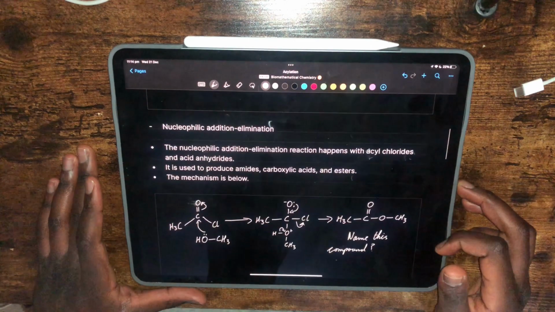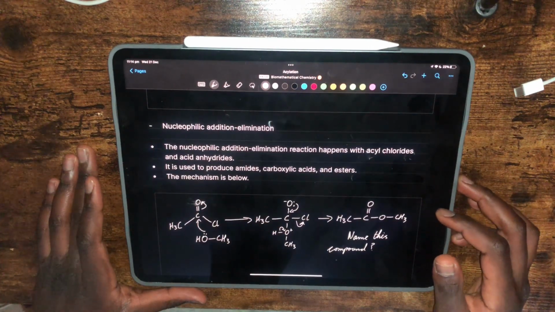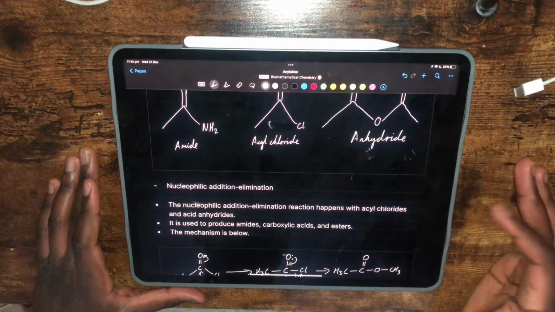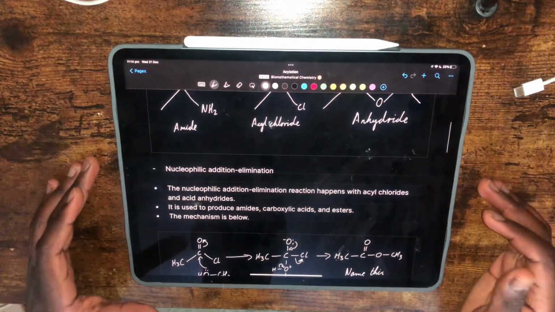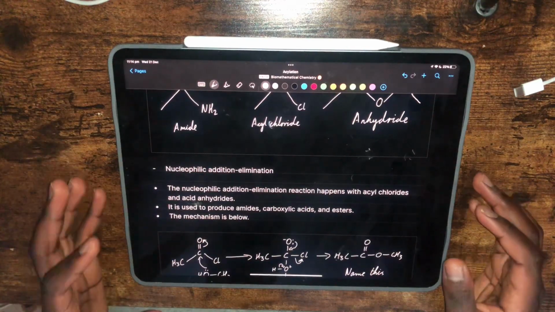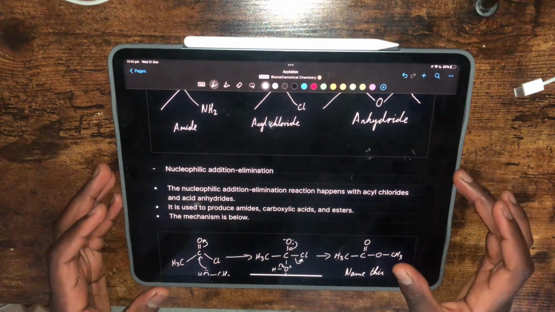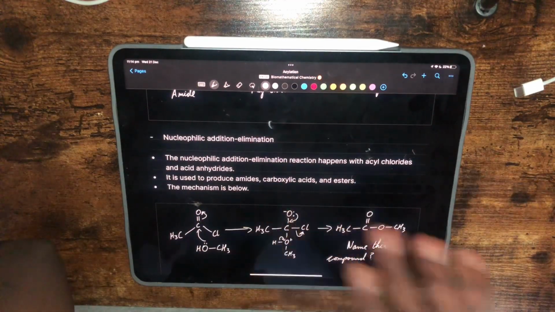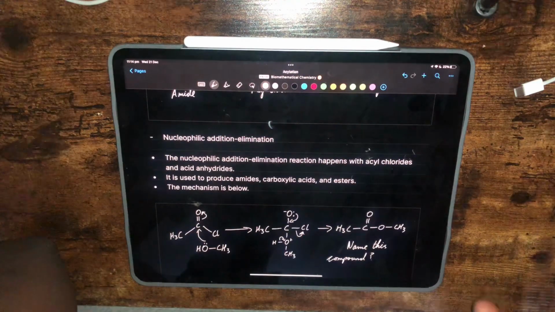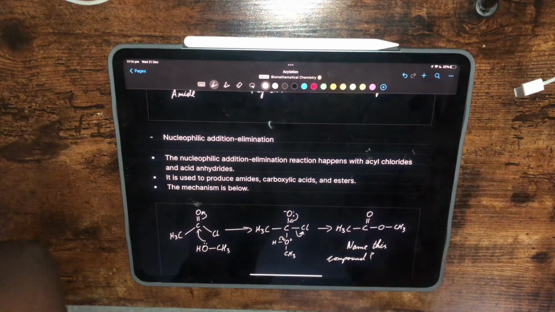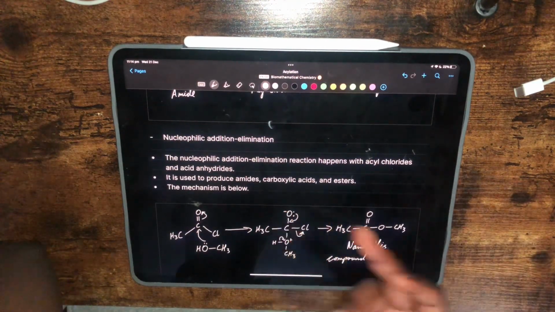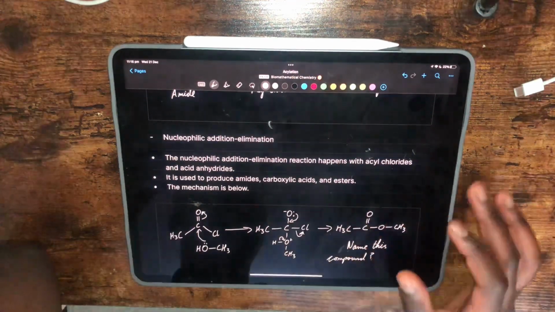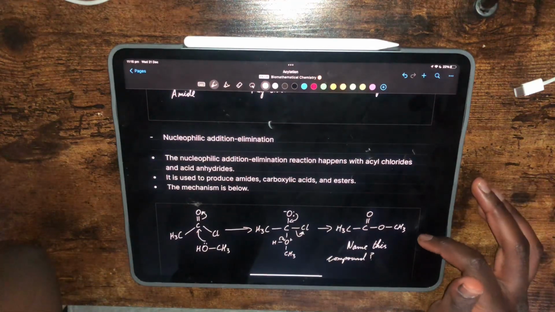The reaction that they do is called a nucleophilic addition elimination reaction, and that happens between the acyl chloride, or it could be an amide or an anhydride, and it can be used to produce amides, carboxylic acids and esters. So it's not just esters, I should have clarified. You can form amides, carboxylic acids, and esters. The one I've seen quite a lot is esters, and I'll be going through the mechanism here.